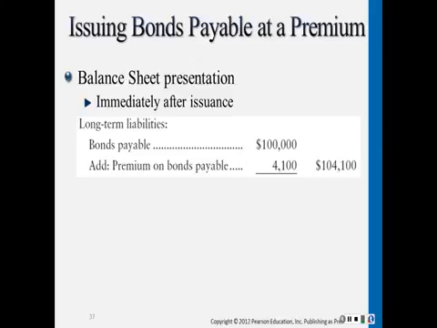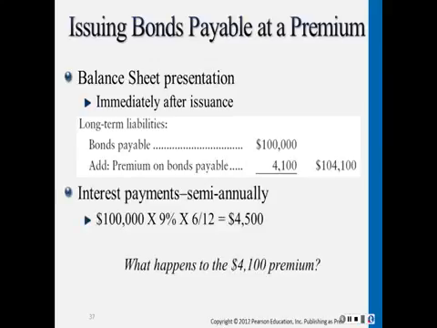The premium is like a saving of interest expense. The premium cuts the cost of borrowing and reduces interest expense to 8%, which is the market value. The amortization of bond premium decreases interest expense over the life of the bond. In our example, the beginning premium is $4,100.